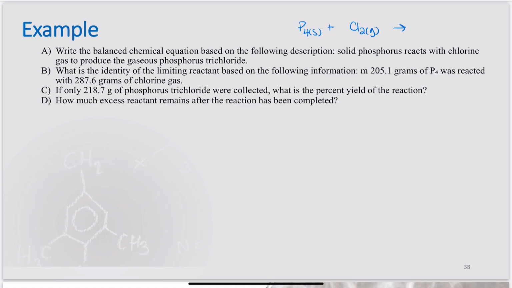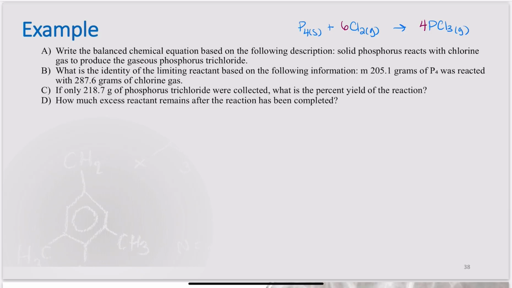These will produce gaseous phosphorus trichloride. Phosphorus and trichloride means 3 chlorines. Okay. Now to balance this, I have 4 phosphorus on one side, and you need 4 on the other. That gives me 12 chlorines on one side, so I need 12 chlorines on the other. You got A done. What's B?